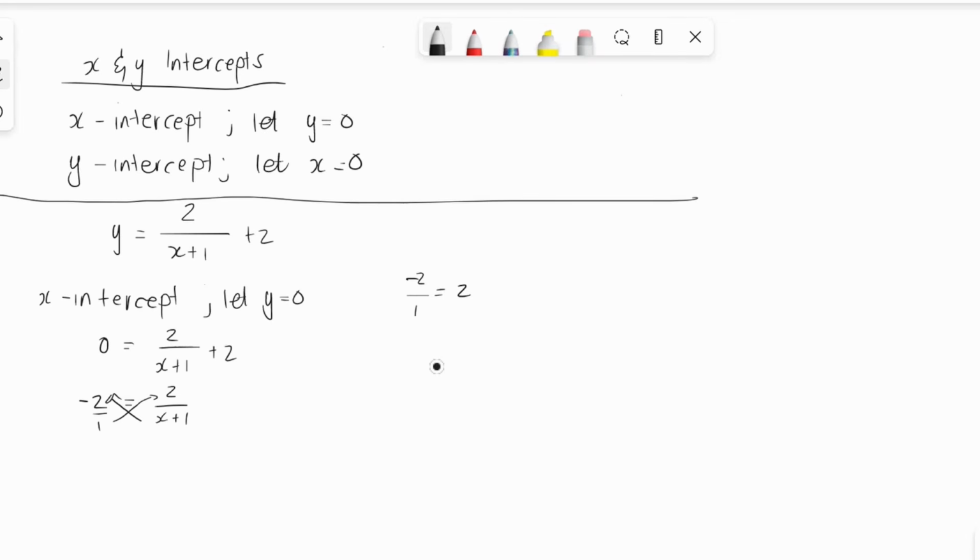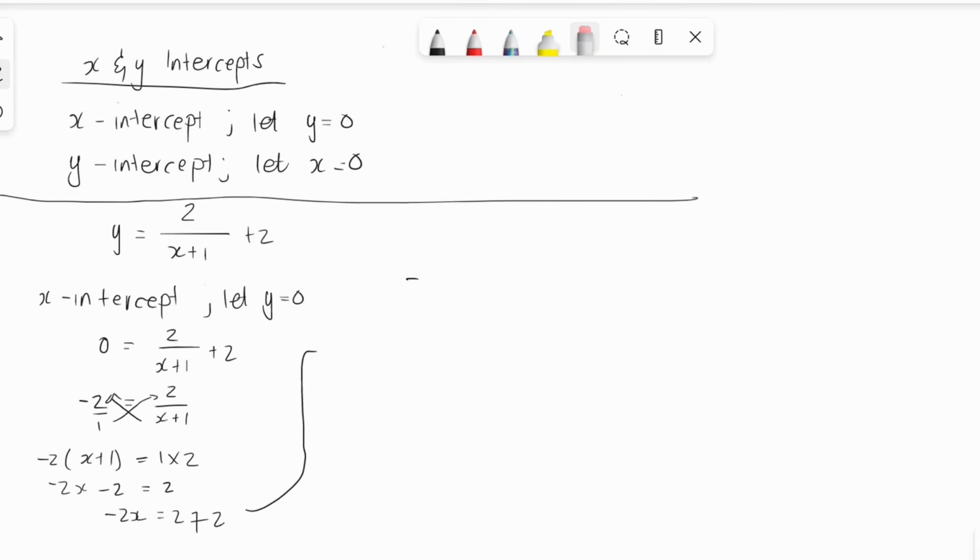When I cross multiply, I multiply this and this, so it's negative 2 open bracket x plus 1, because it's negative 2 multiplied by this. Then equals 2. Then I equate this and this, so it's 1 multiplied by 2. I'm going to distribute everything, so it's negative 2x minus 2 is equal to 2. When I solve that, I'm going to take the 2 to the other side, so it's going to be negative 2x is equal to 2 plus 2. Let me move this here.